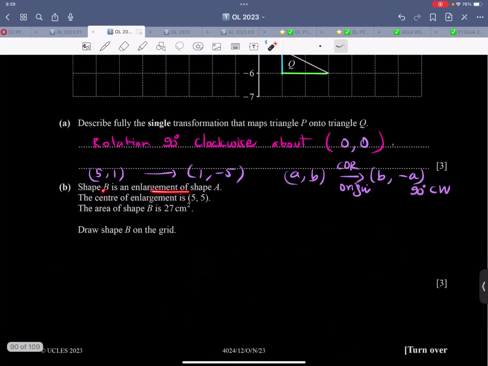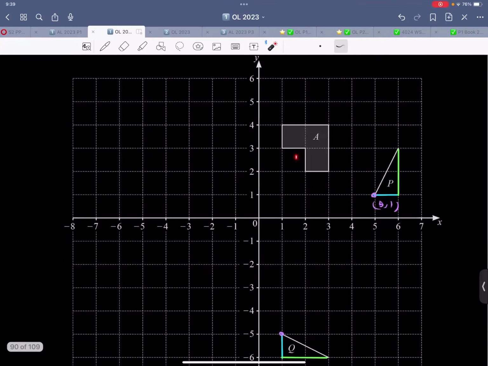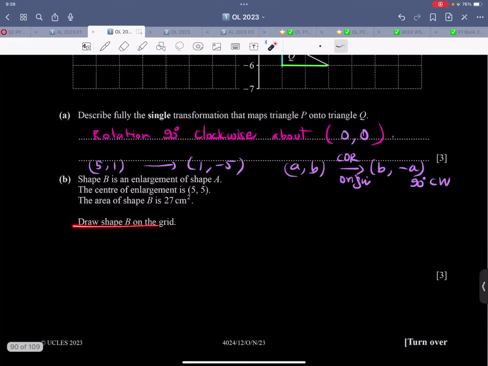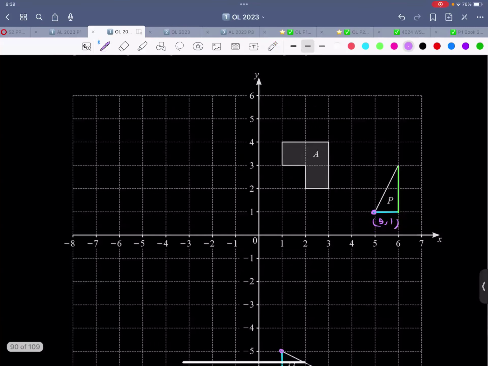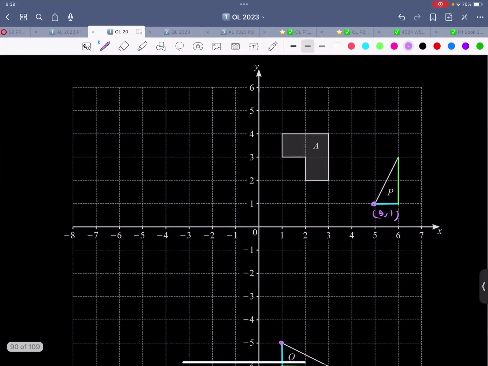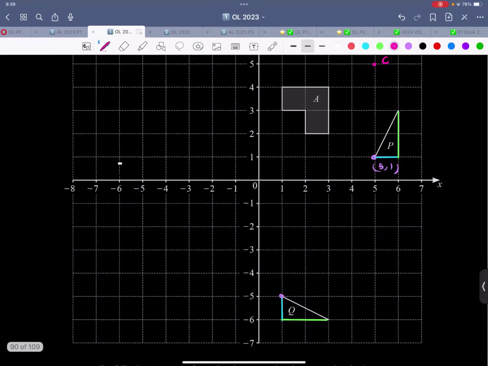Now shape B is an enlargement of shape A. So we have shape A, we don't have shape B. We have to draw that. The center of enlargement is (5, 5). So let me mark (5, 5), which is somewhere over here. So (5, 5) is like this. This is the center of enlargement, so let me mark this as C.